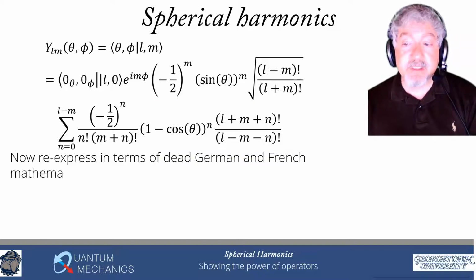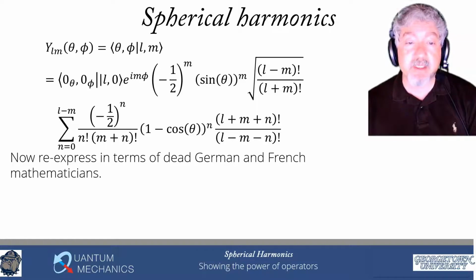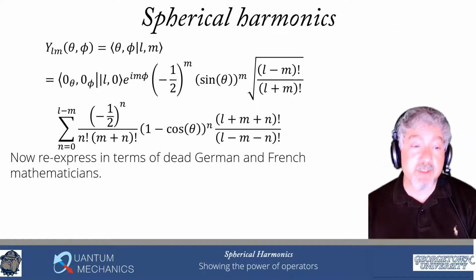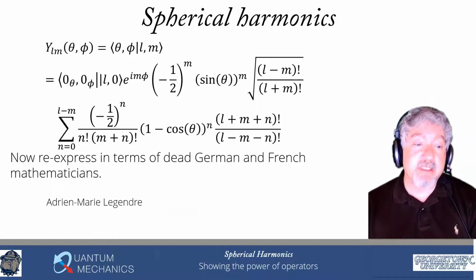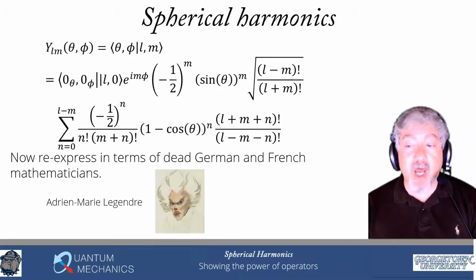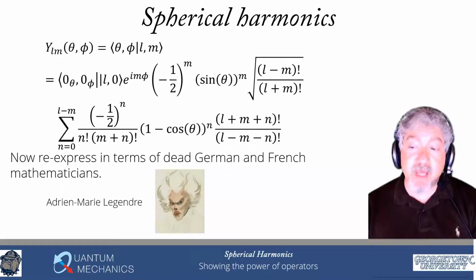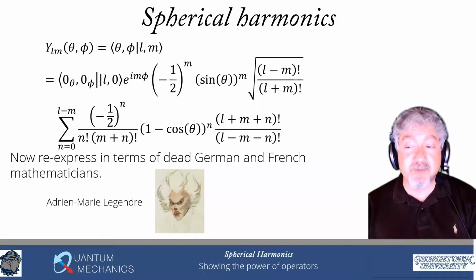Except it is tradition to re-express calculations you've done in quantum mechanics in terms of things that dead German and French mathematicians have already done before you. And so which dead French or German mathematician do we have this time? It's Adrien Marie Legendre. And it's a very interesting story about this. That's an absolutely horrible looking picture of him, but it's the only existing picture that is around.